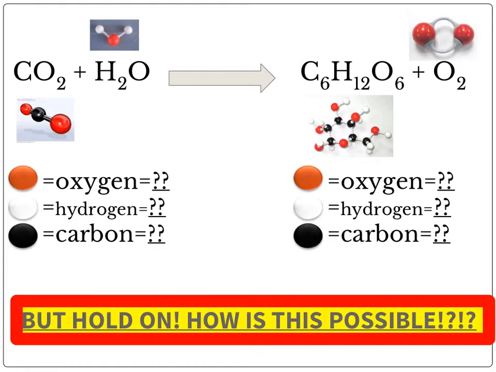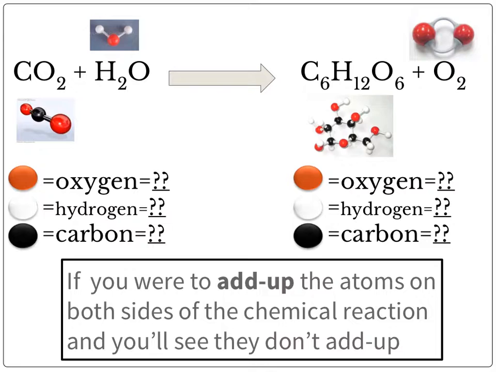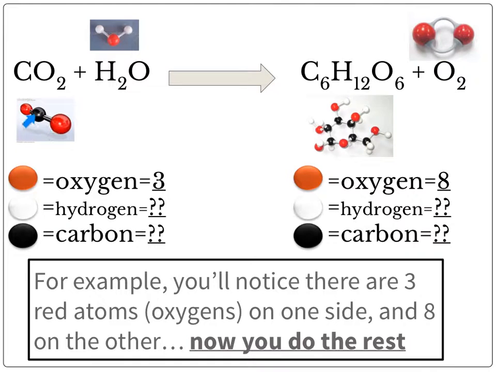But how is this possible? How can you just break the bonds of these molecules right here and create these molecules? And you can kind of see my point when I'm talking about the amount of atoms you start with over here and the atoms you end up with over here. For example, you'll notice that there are 3 red atoms on the reactant side. But on the product side, there are 8 red dots.